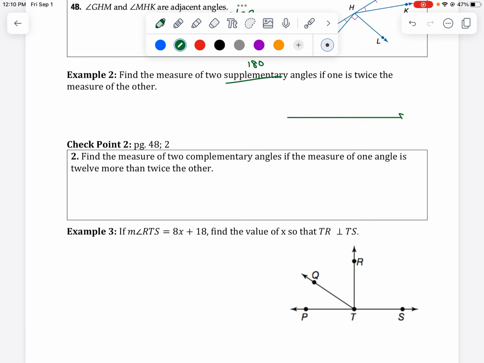So I have two supplementary angles. I don't know either one. So I can put x for one of them. And then if the other one is twice the measure of the other, then that's got to be 2x. So I have two angles, 2x and 1x, that together add up to 180. Why don't you try solving example 2 and then solve checkpoint 2 as well. Pause the video and then unpause to check your work when you're done.